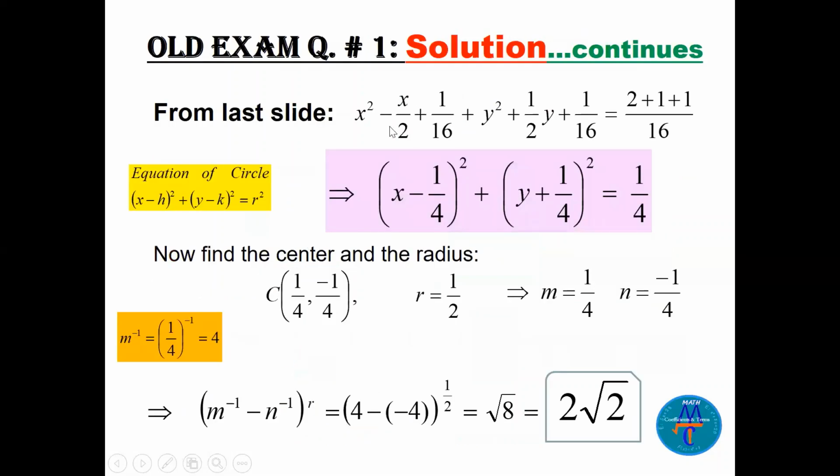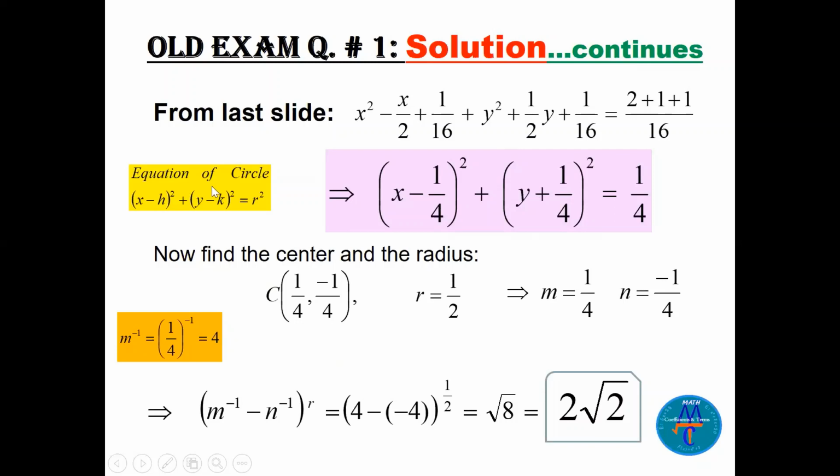Now this is the equation from the last slide. So it will be x minus 1 over 4. See, there is a minus here. And this is the square root, 1 over 4. There is a plus here, so I put plus. And this is 1 over 4 also. So I add the other numbers, 2 plus 1 plus 1, 1 over 4 altogether.